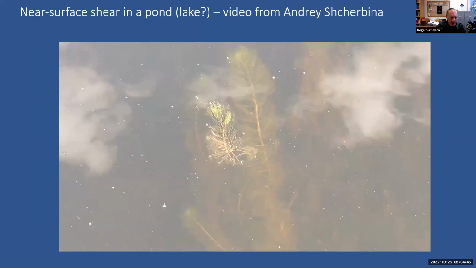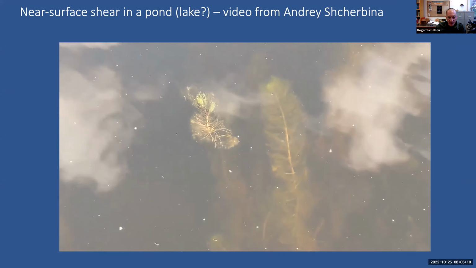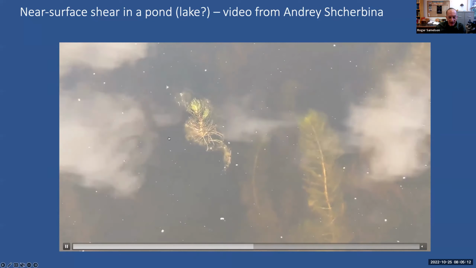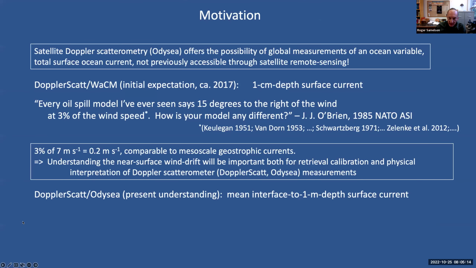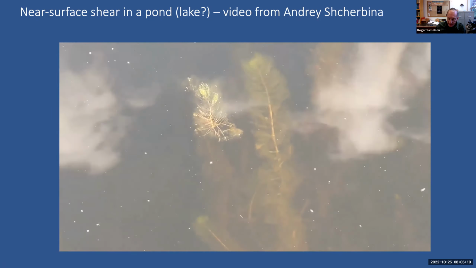So if these movies work, I have a couple of short videos just to introduce the subject. This one is from Andrei Sherbina, and if you look at both the white specks that are sitting on the surface and this sort of drogued biological piece of material here that extends a little deeper in the water column, you can see the very near shear layer in this movie, the differential motion of the specks and that slower moving object.